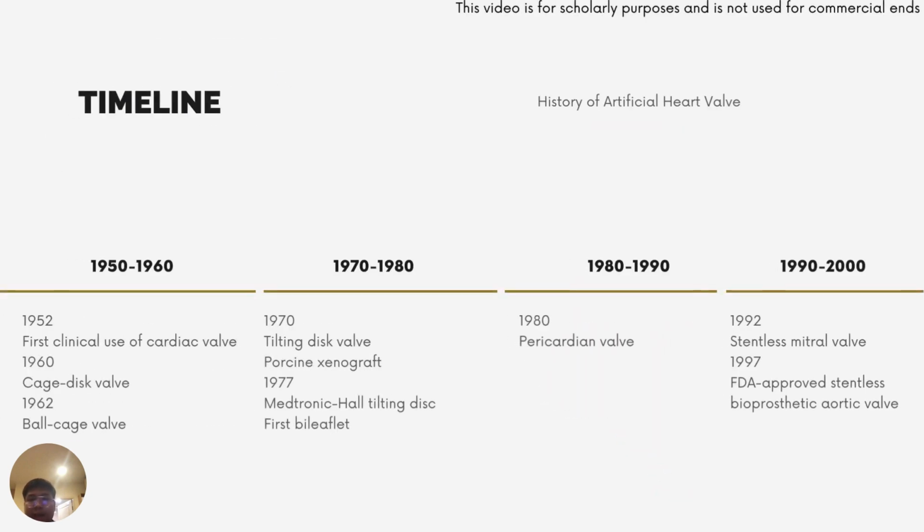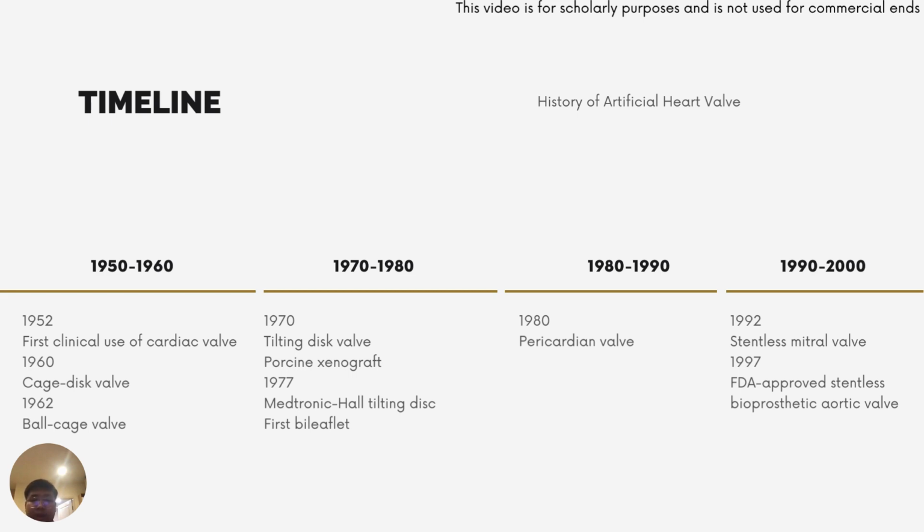Moving to the timeline. It began in 1952, when the first clinical case of cardiac valve implantation was performed, followed by the introduction of the caged disc valve in 1960 and the bulkhead in 1962. Moving to 1970, the tilting disc valve and the porcine xenograft, which takes the heart valve from a pig and implants it in the patient's body, were introduced.